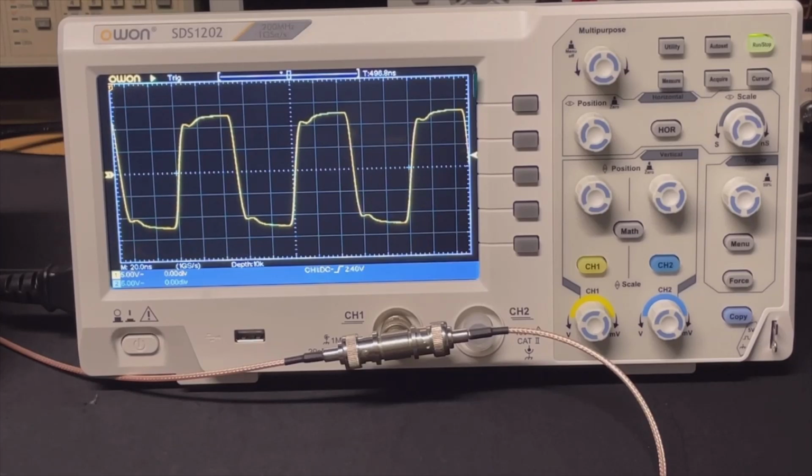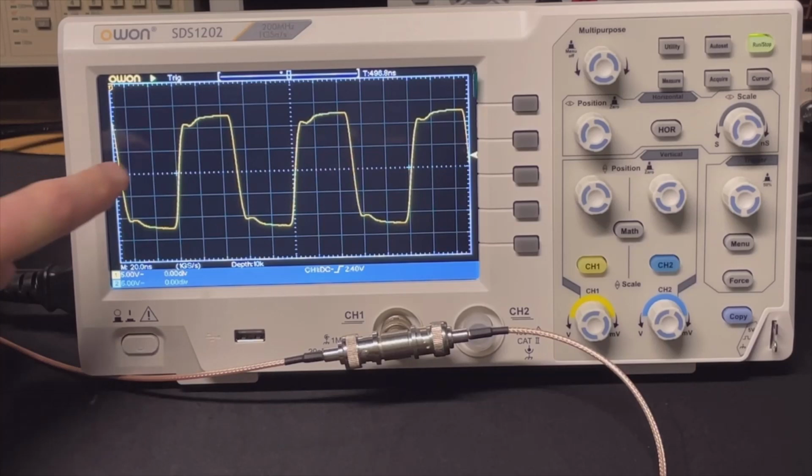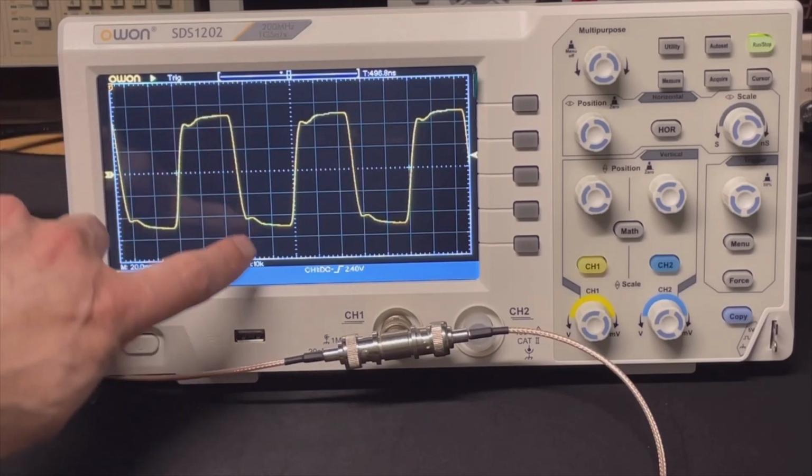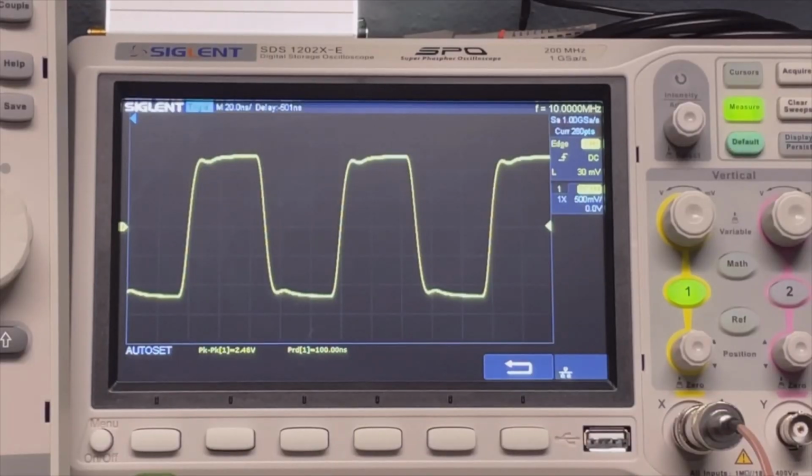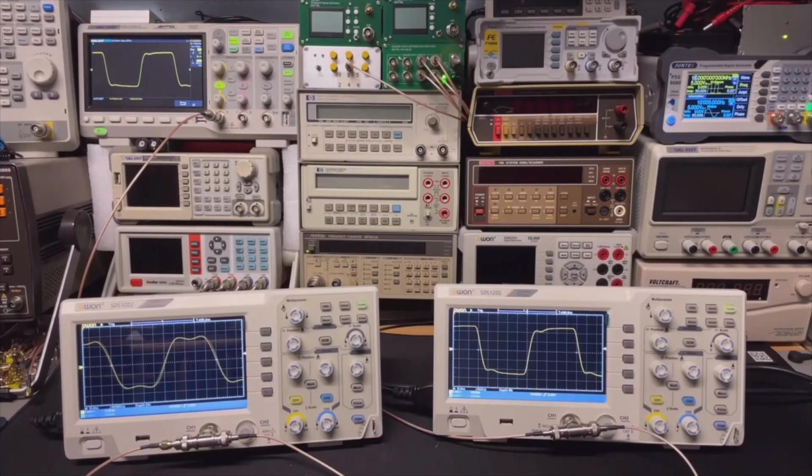Well, here it's exactly the same, but it looks a lot better because we have a lot more samples. There is still a little bit of the overshoot, but there is a lot more left of the square than on the lower frequency oscilloscope. And the same for the Siglent. Also, that little bit of overshoot could be the oscilloscope, could be the generator, but it does still look a little bit like a square.